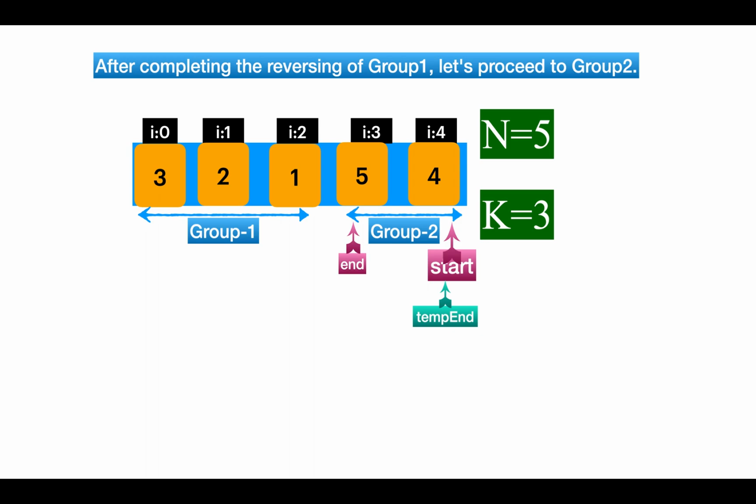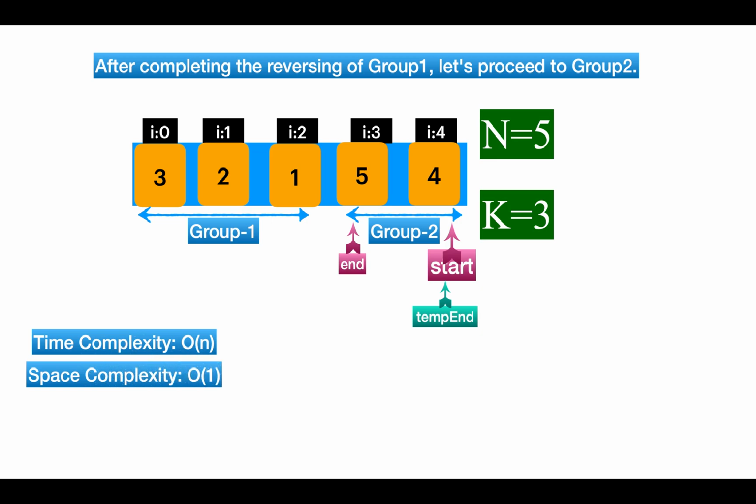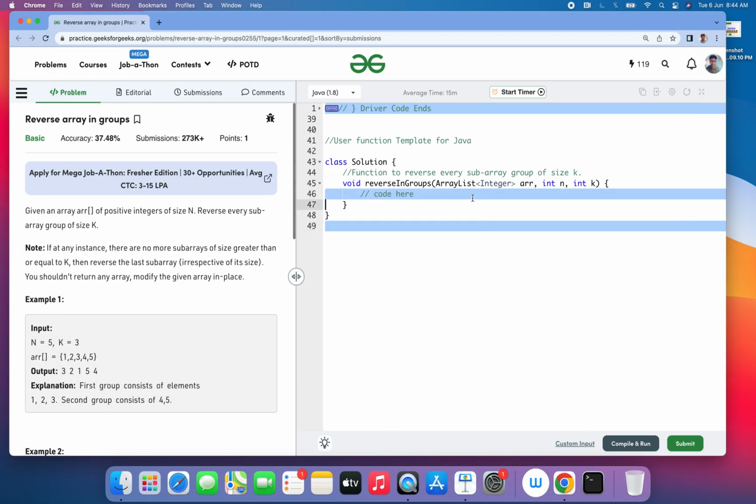So let's understand the time complexity. This is linear, we are just traversing the array. So the time complexity will be linear. And for the space complexity, we are not taking any additional memory. The space complexity will be constant. So let's solve this.